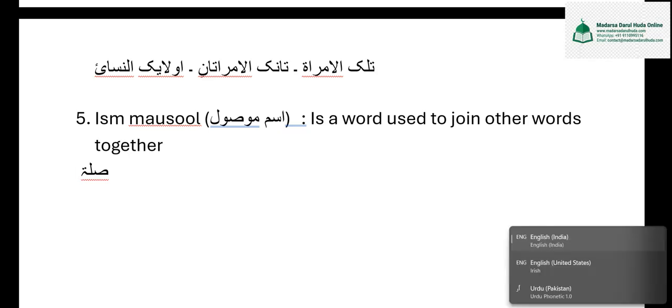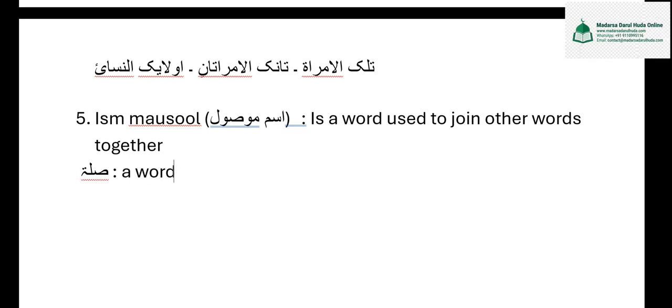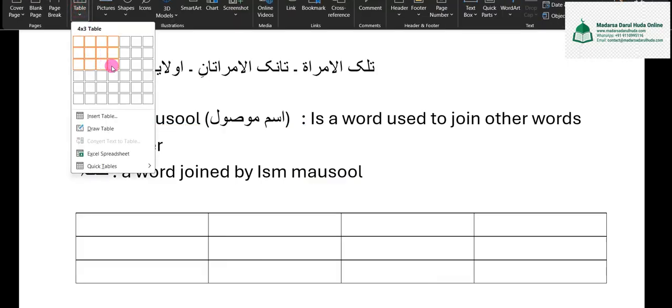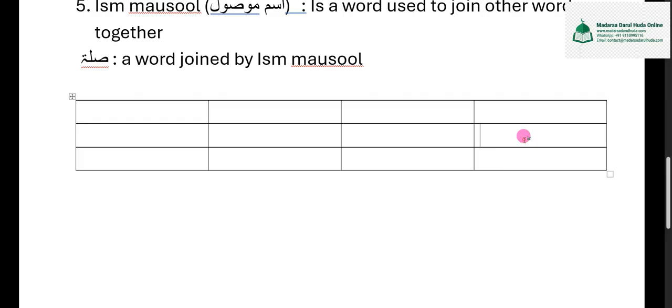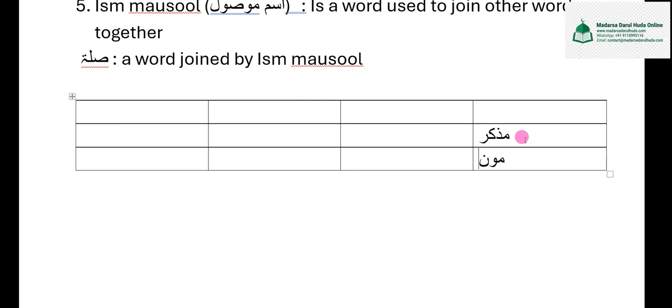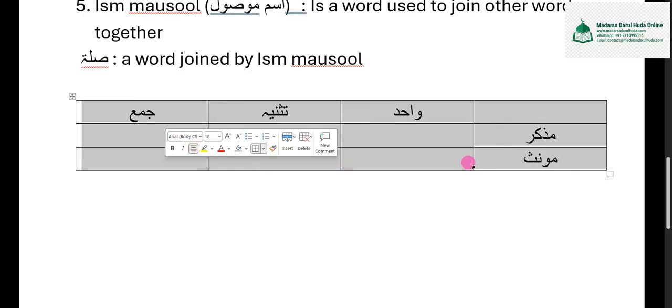Sila means a word joined by isme mausul. This again has a different state for muzakkar, muannas, wahid, tasniya and jama. But unlike isme ishara, it doesn't have the qarib or ba'id concept. Do not worry about their uses and explanation. There is a separate chapter for all these things, inshallah, which we will be learning in this book itself. So don't worry about it. For now, just remember their terms.